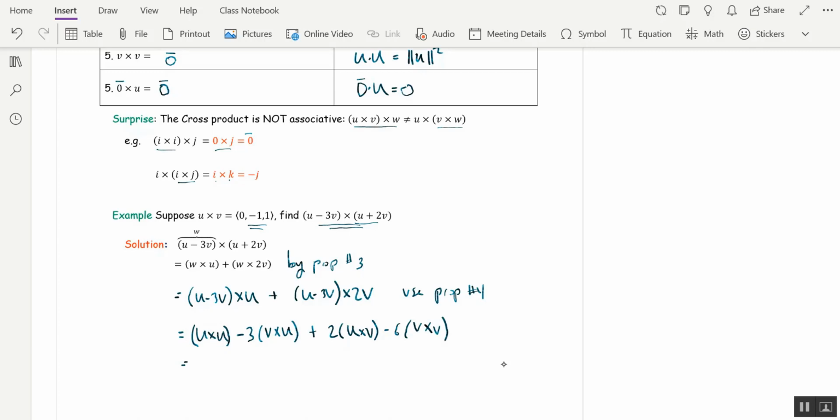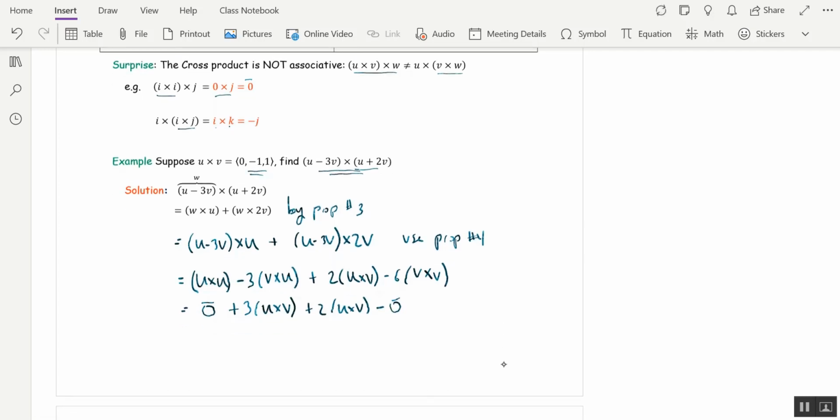Okay, u cross u is the 0 vector. v cross u, I'd like to write everything in terms of u cross v. So I can write this as positive 3 u cross v, and then plus 2 u cross v, and then minus 6 times the 0 vector is the 0 vector. So all in all, I've got 5 u cross v. And I know what u cross v is because it's written down above, 0, negative 1, 1. And so my final answer is 0, negative 5, 5.